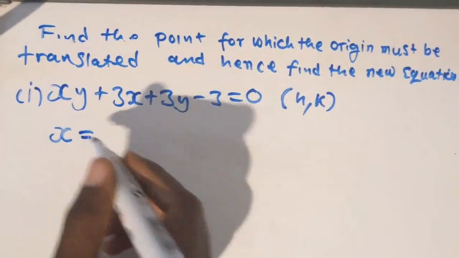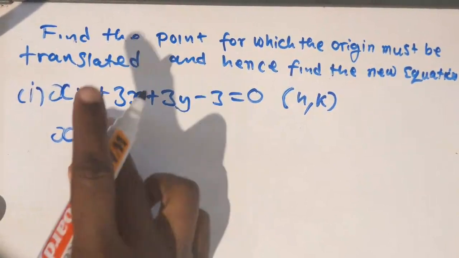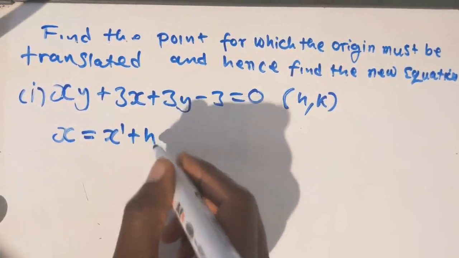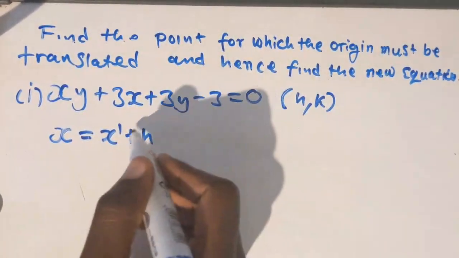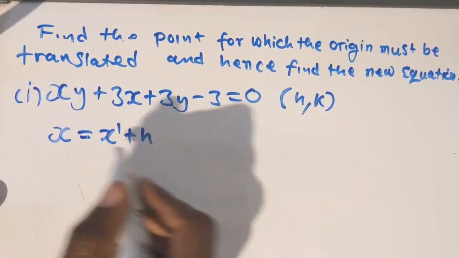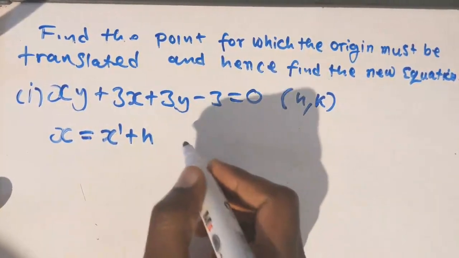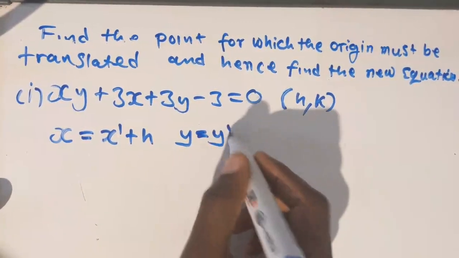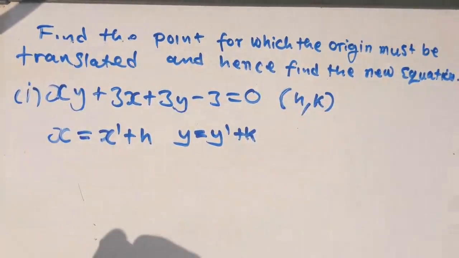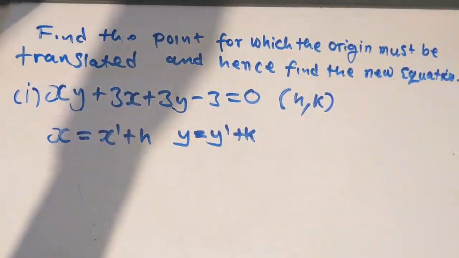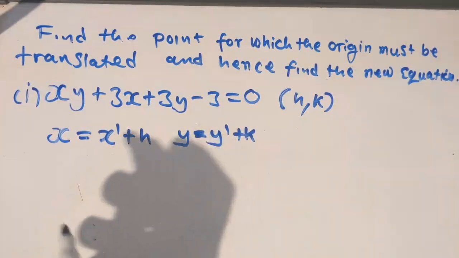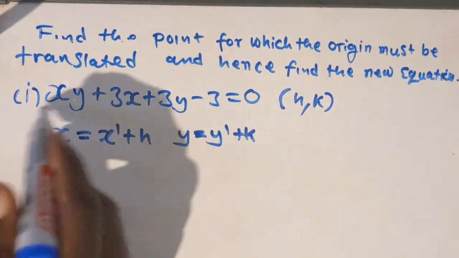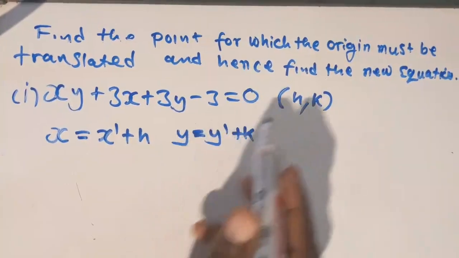x is equal to x prime plus h. For this there is h, so you can use this formula for you to find that. If you want to find the y coordinate, it is y is equal to y prime plus k. So these are the formulas that you are going to use. Now how are you going to proceed and find the values of these? This equation is involved in finding those values.